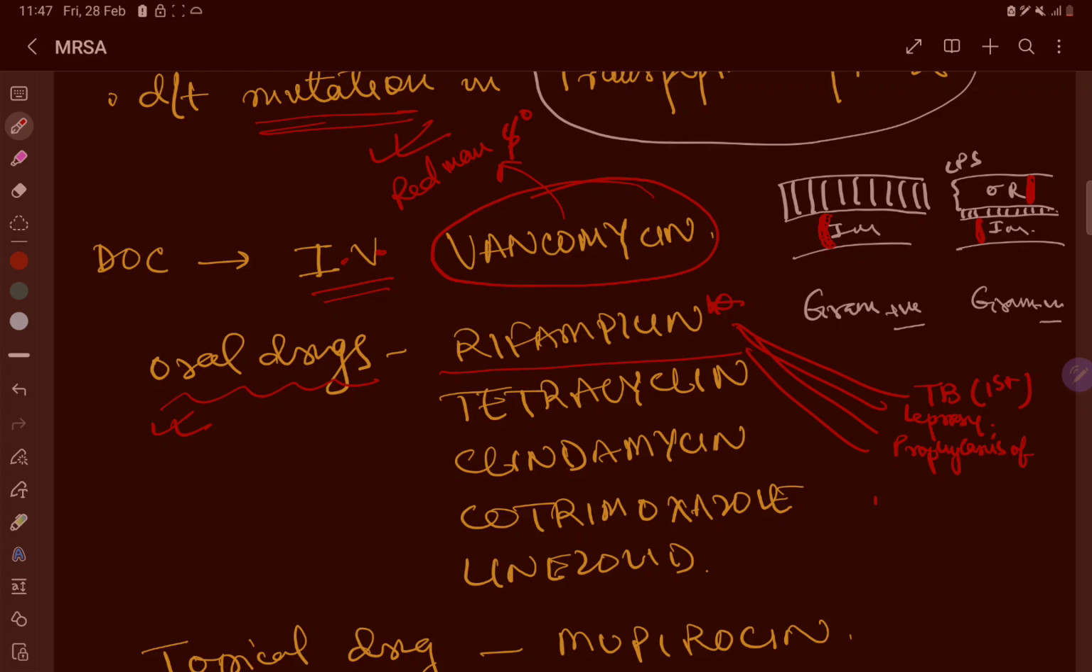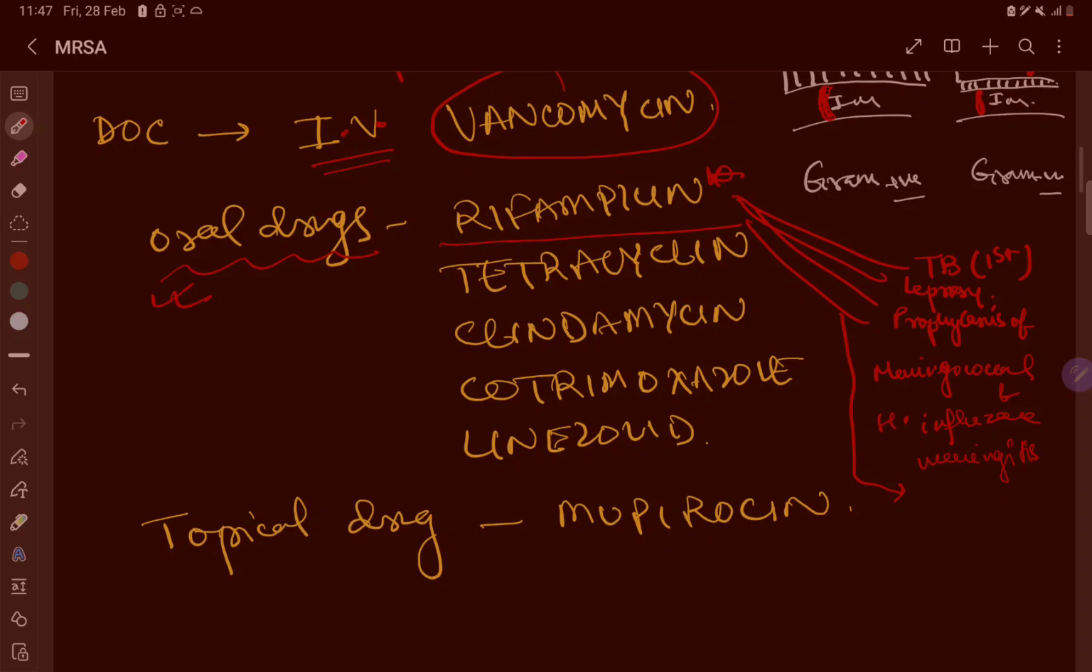of meningococcal and H. influenzae meningitis. Okay, and this other use that I just told you, the second or third choice for MRSA, also for Legionella, also for diphtheroids.